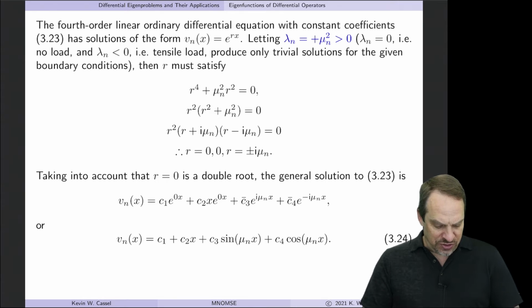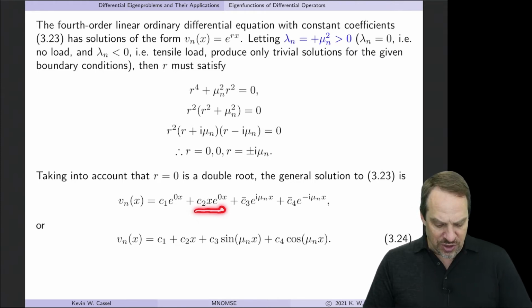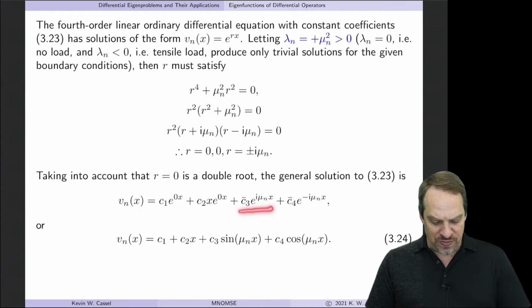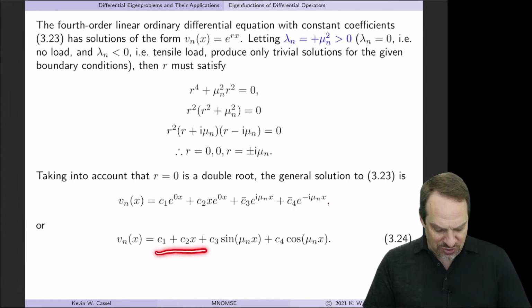So the double zeros we need to put in 2 terms, but remember when there's a repeated eigenvalue, we need to include an x factor. So we have c1 e to the 0x, which of course is just 1, plus c2 times x times e to the 0x, which is again just 1, plus a term for the plus i mu and a term for the minus i mu. So that's c1 plus c2 x plus c3 sine mu x plus c4 cosine mu x.